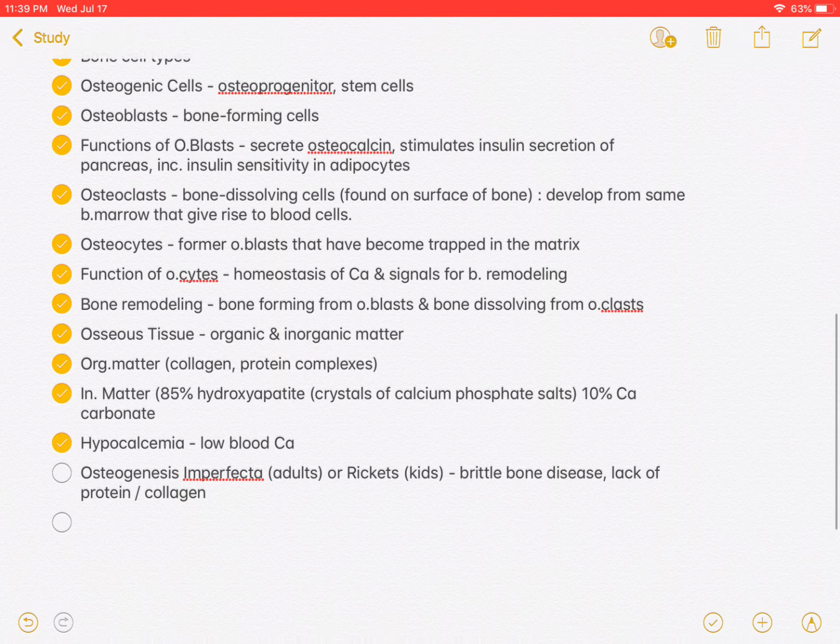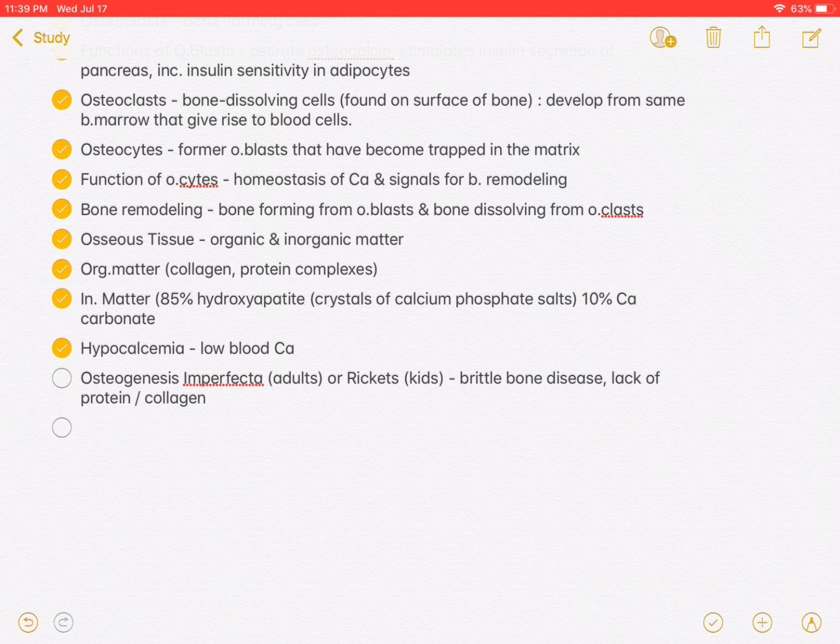Hypocalcemia is low blood calcium. Osteogenesis imperfecta in adults or rickets in kids, which is brittle bone disease, right? And it happens because of a lack of protein and collagen.